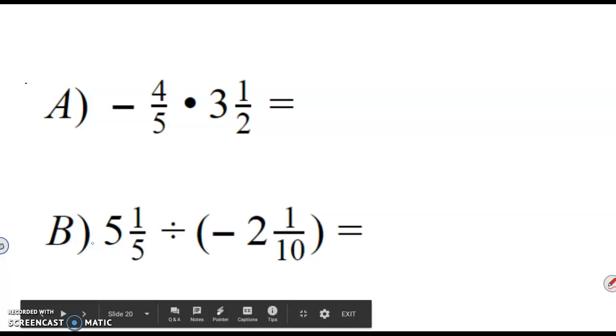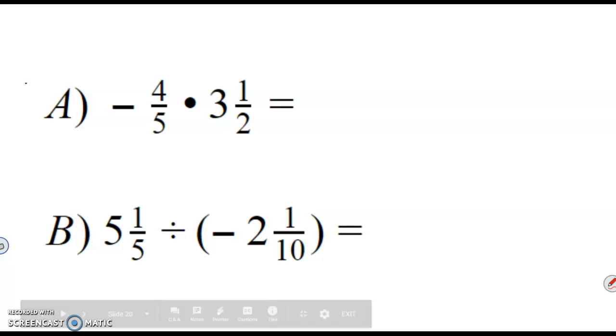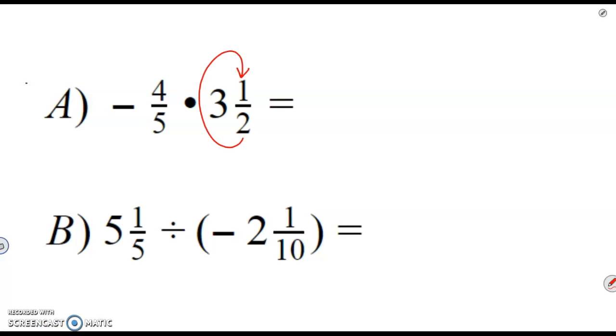Let's look at these two problems together. Negative 4/5 times 3 1/2. We're first going to change 3 1/2 into an improper fraction. So we have negative 4/5 times 2 times 3 is 6 plus 1 is 7/2. My signs are different, so my answer will be negative.